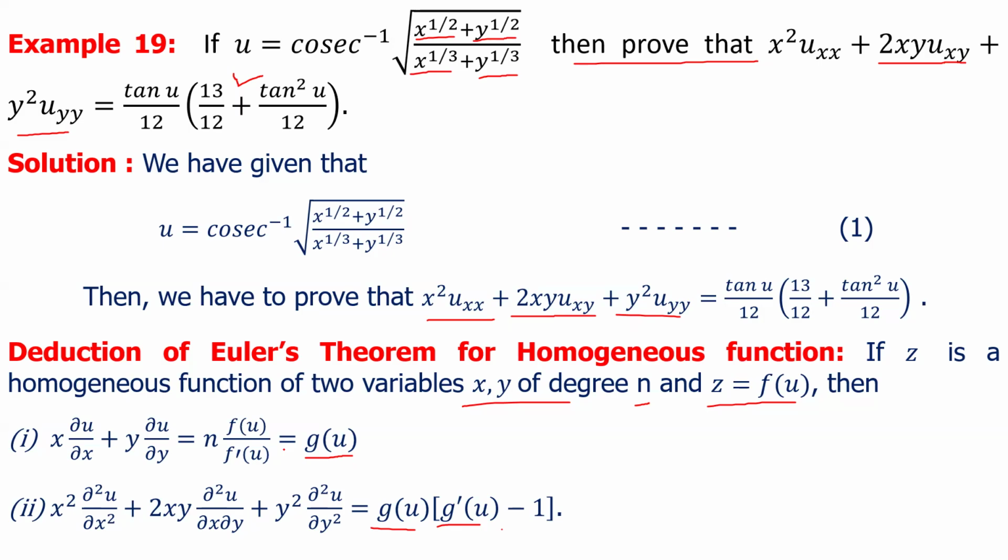Now, for this example, we have to first find out the value of n, f of u, f dash of u, and then we calculate g of u. Once we have g of u, we can also obtain g dash of u, and if we substitute these two values in the last expression, we are able to get this result. So let us first try to find out the value of n, f of u, f dash of u.